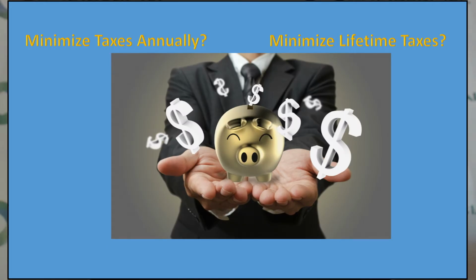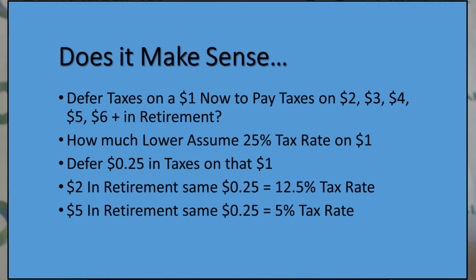Does the advice you get for reducing taxes tend to do that on an annual basis, or has your CPA or advisor sat down and looked at minimizing your lifetime tax bill? Annually, right? That's typically how everybody does it. Does it make sense to defer taxes on $1 today to pay taxes on $2, $3, $4, $5, $6 or more in retirement? How much lower would your future tax rate have to be for it to make sense to defer taxes, which is just postponing them, on $1 today?